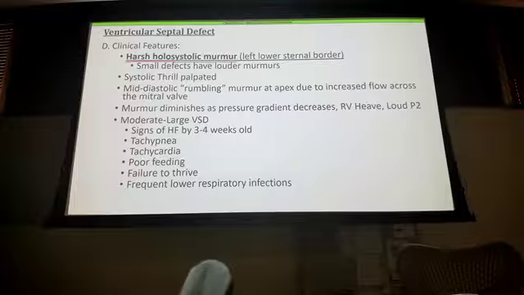Other things you might feel, so you may have like a rumbling or whatever, but a harsh holosystolic murmur, that is kind of the clear description that they use for it on your tests. Okay. If you have a large VSD and you have a large shunting of blood over to the right side, then they're going to develop quickly right-sided heart failure symptoms, and you're going to see that present in the patient. So those are the physical exam findings to look for to be able to diagnose a VSD.